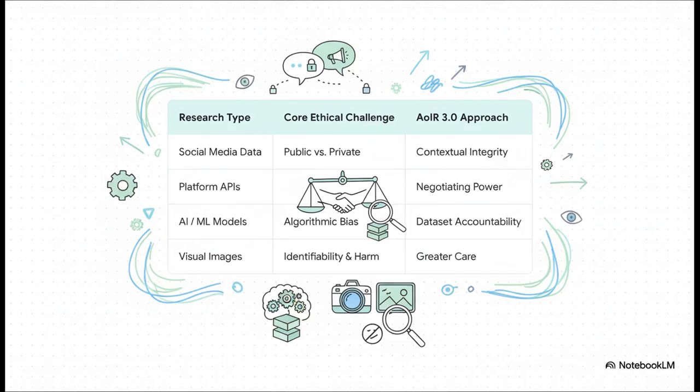So for social media data, the core challenge is that public versus private expectation. So our approach is contextual integrity. When we're using platform APIs, the challenge is that power imbalance, so our approach has to be about consciously negotiating access and power. With AI models, the big one is bias, which we tackle with dataset accountability. And for visual data like memes, the potential for harm is just so much higher, which means we have to apply a much greater level of care. You can really see how the framework becomes a concrete tool for analysis.